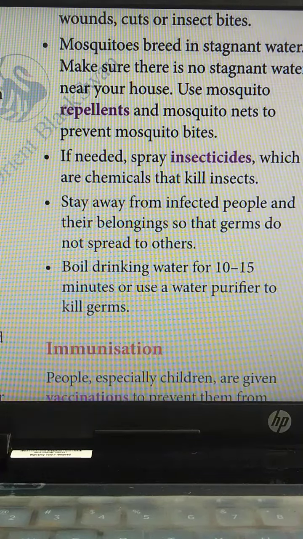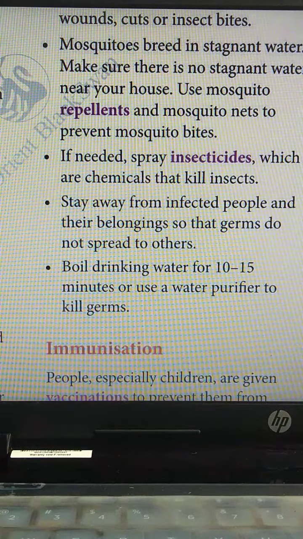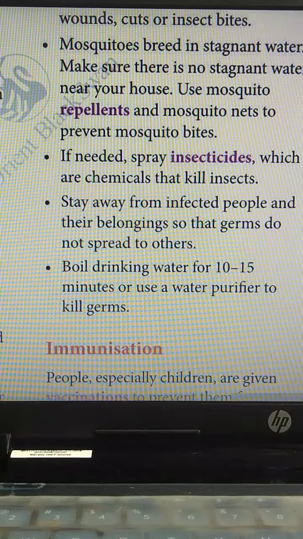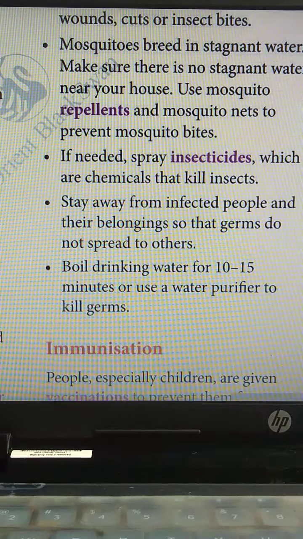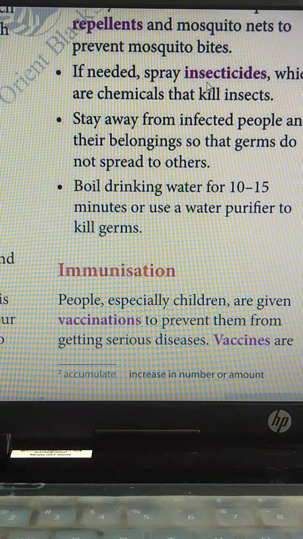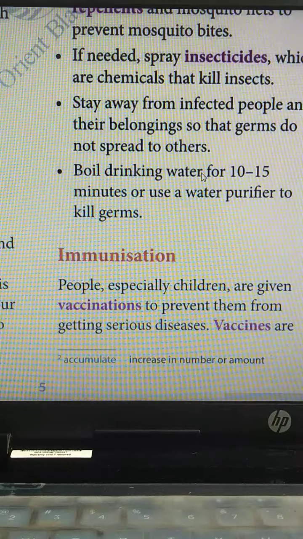If you have a cooler outside, you must change the water every 3-4 days. You must put a little bit of kerosene oil in the water. If you have any big tire fallen outside the home with water inside, you must keep it neat and clean, right? Then if needed, spray insecticides. Insecticides are chemicals that kill insects, so we must spray them.